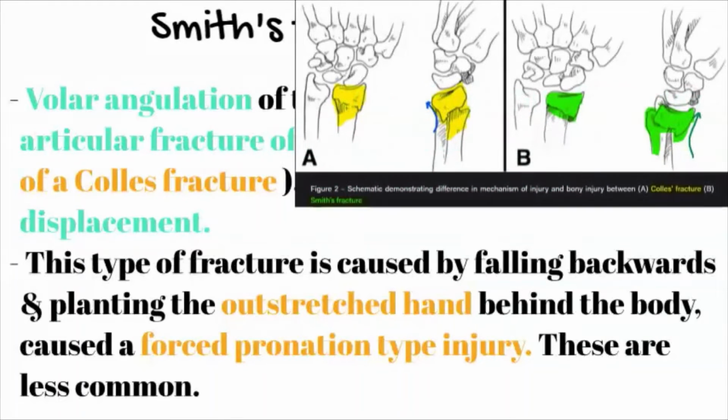This picture illustrates the difference in the mechanism of injury and bony injury between A. Colles fracture and B. Smith fracture.